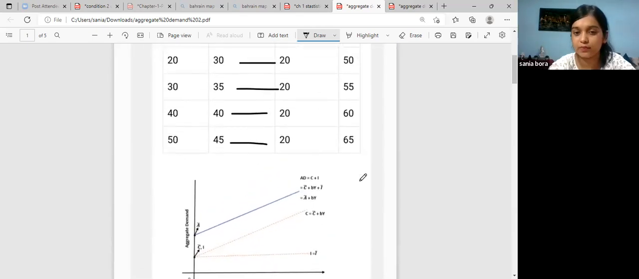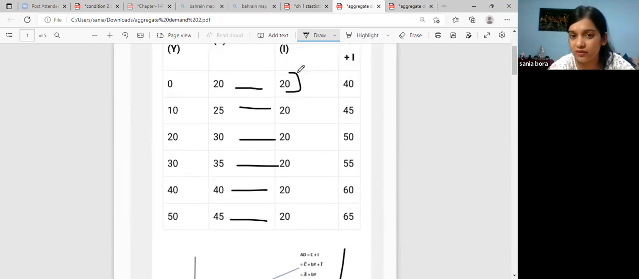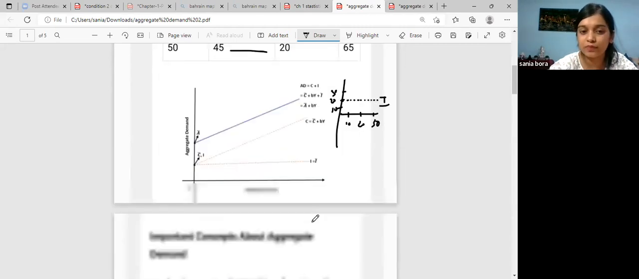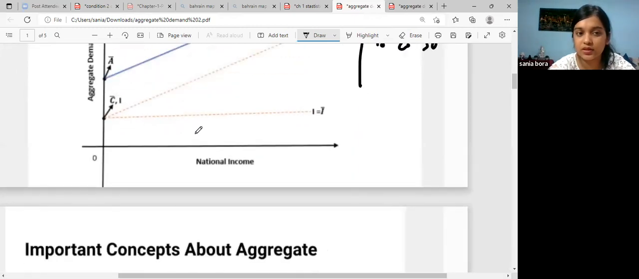So your graph will be like this. This is negative and this is positive. First we will draw investment. It is 20, so for example it is 10, 20, 30 like this, and here it is 10, 20, 30. From here, 20, 20, 20, 20. This will be your I. You can see it over here, this is your 20, 20, 20 I. So you are just going to write I.